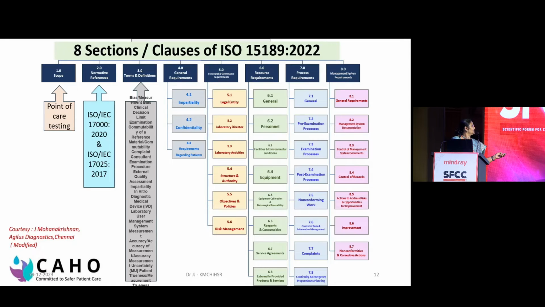Or the commutability was not there, or the complaint, the consultant is not there. The external quality assessment is not there in the terminologies earlier. In vitro diagnostic medical devices not there in the previous system. So you didn't have quite a few of them which are included. The previous one had 27 terms and definitions. This one has 32. Some of them removed, some of them added, some of them modified where the content looks more clear. Okay.